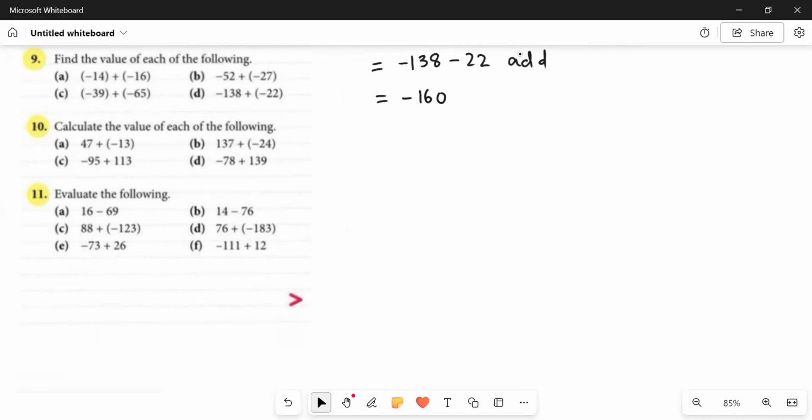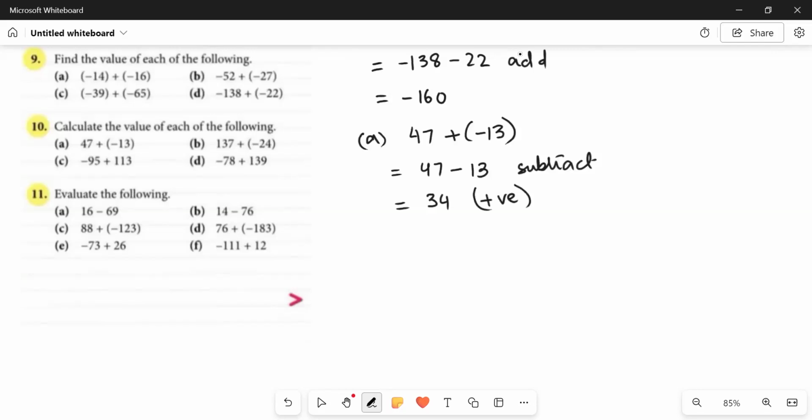Question number 10 says, calculate the value of each of the following. This time again, we have been provided with brackets, but this time the first integer is positive. 47 plus minus 13. Same methodology. 47 plus minus, minus. This time, one of the integers is positive, the other one is negative. Plus minus will give us subtraction. So we have to subtract 13 from 47 and we will get 34. Since 47 is greater and it's positive, the answer would be positive too.